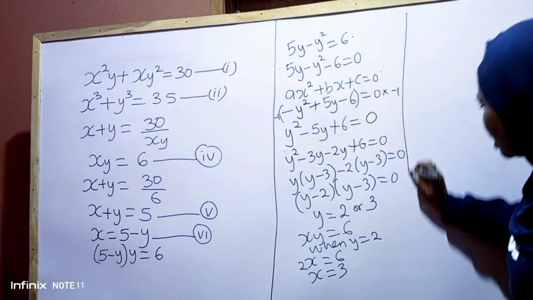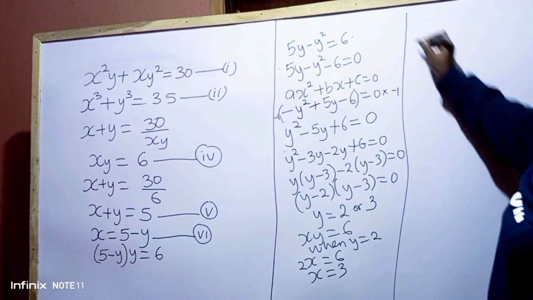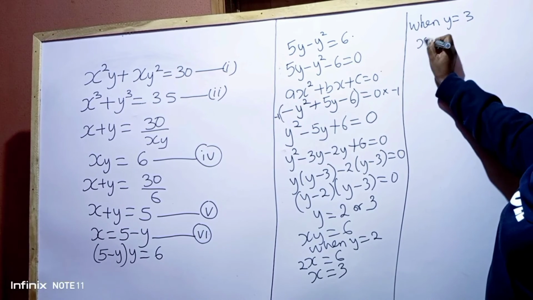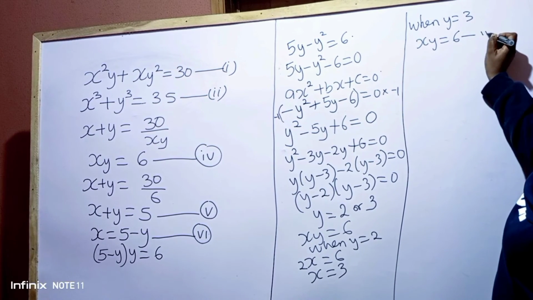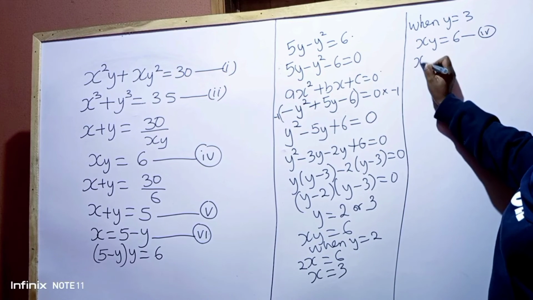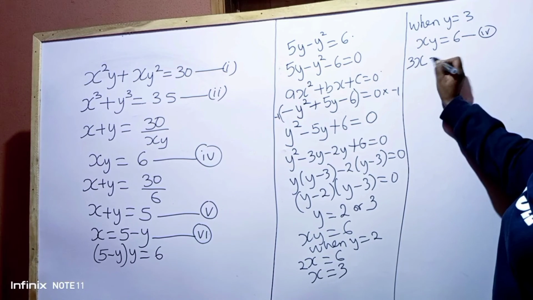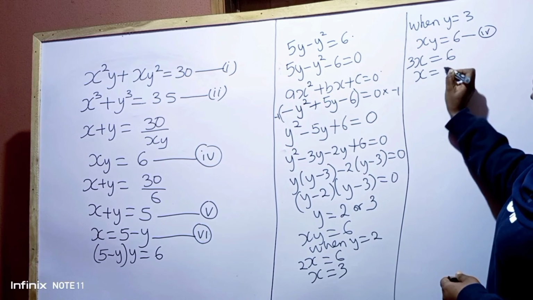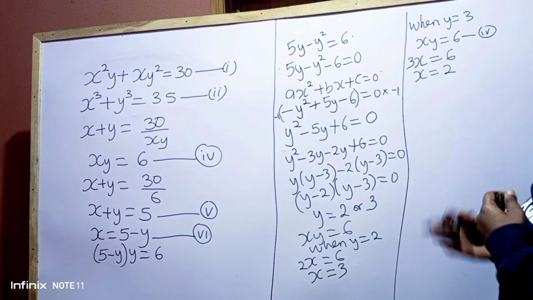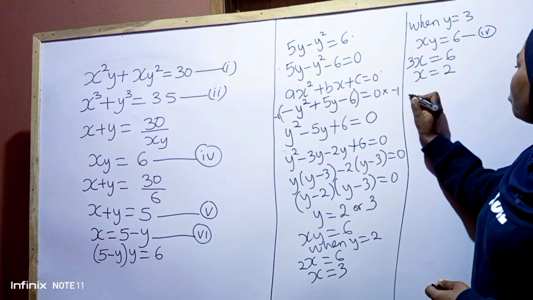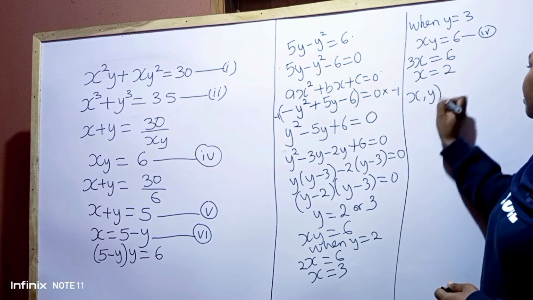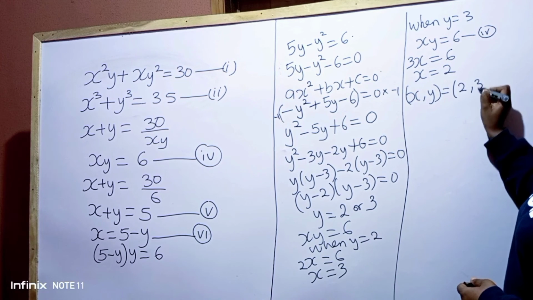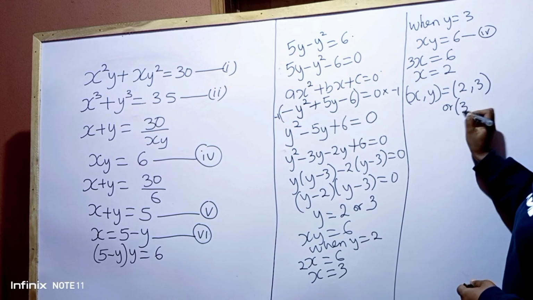Now, the next thing is that I have to find x when y is equal to 3. When y is equal to 3, then xy is equal to 6, which is equation 4, becomes x multiplied by 3, which is 3x, is equal to 6. So divide both sides by 3, my x is equal to 2. That is how to find that. So I can now say that the value of (x, y) is (2, 3) or (3, 2).